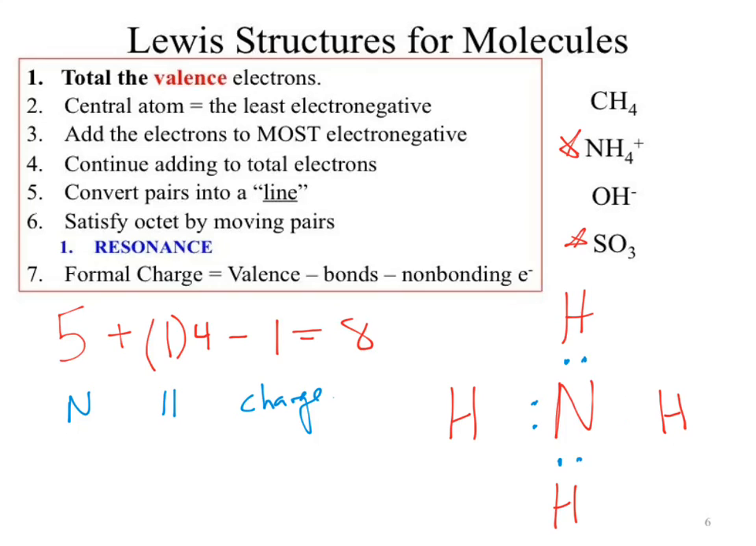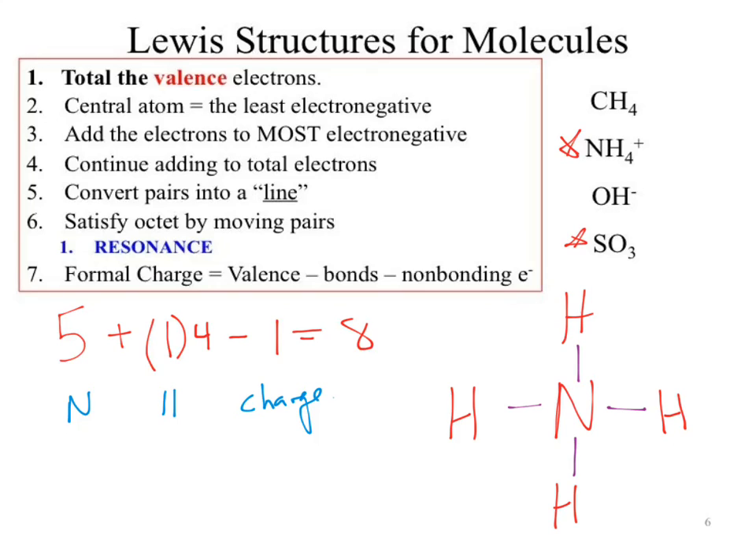Convert our pairs into a line. What I would recommend you do is erase. Okay, everybody hates that rule. You drew it, now you got to erase it, but deal with it. Anywhere we have a pair of electrons in between, we'll go through and erase and turn into a line.